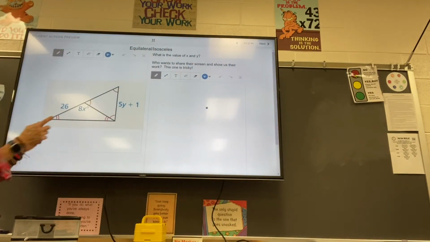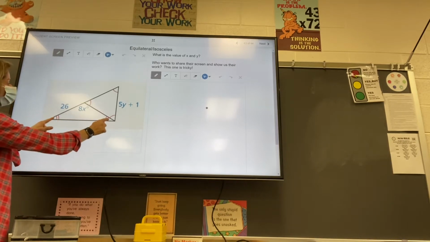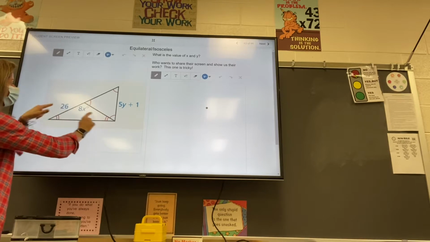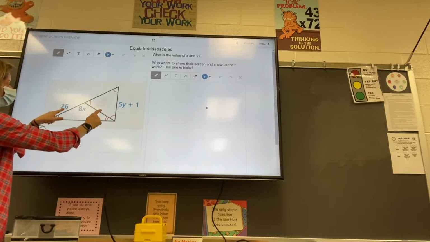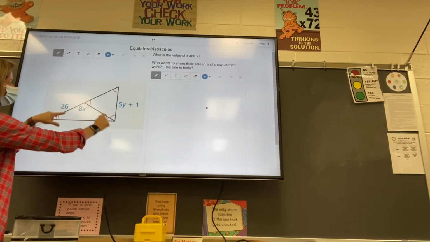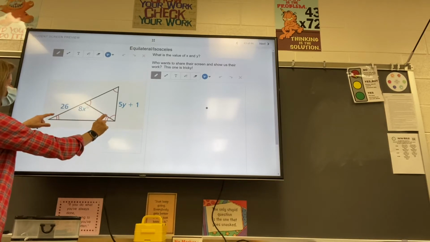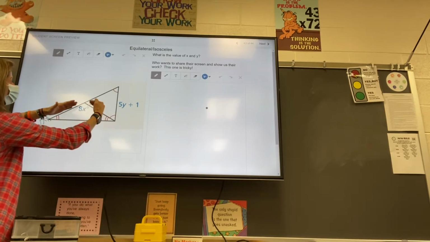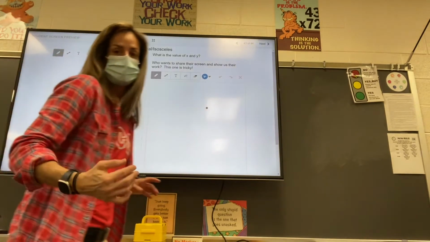We just learned about isosceles triangles. What do we know about the sides opposite the base angles of an isosceles triangle? These two lengths right here. What do we know about those two lengths? Knowing that the base angles are the same, what do we know about these two lengths? The same. They should be the same, right?